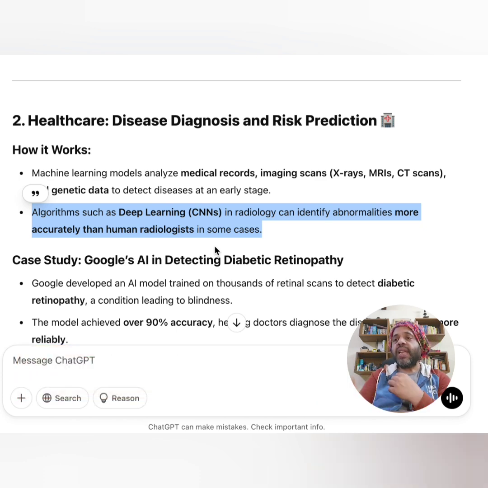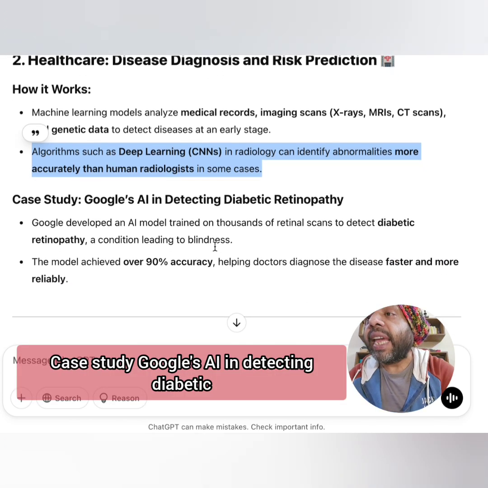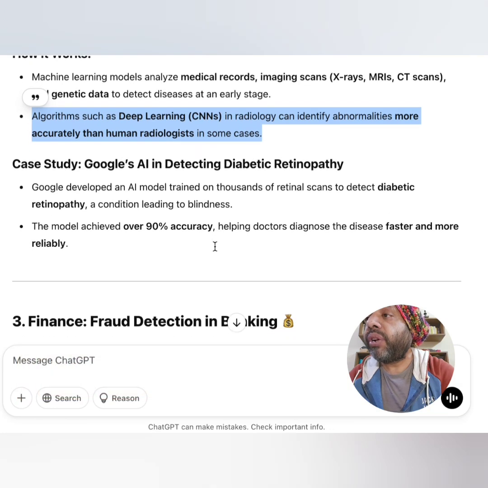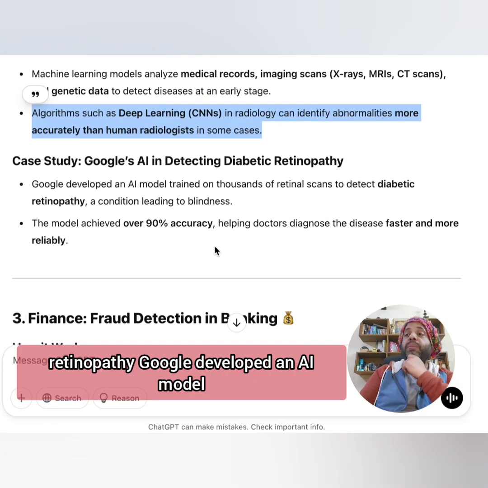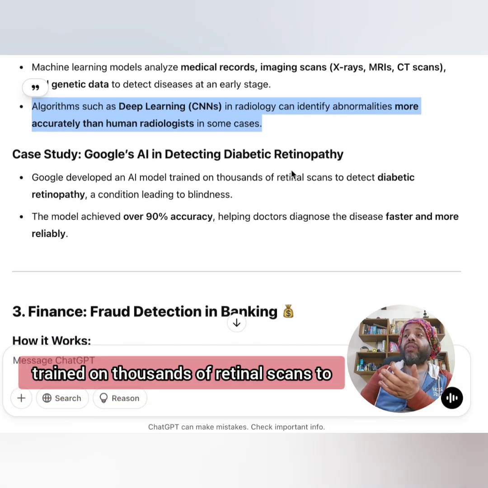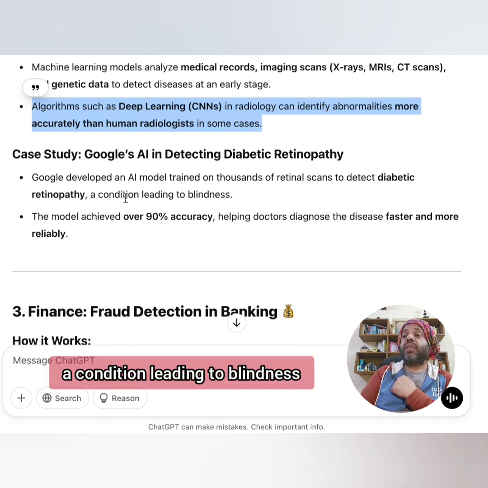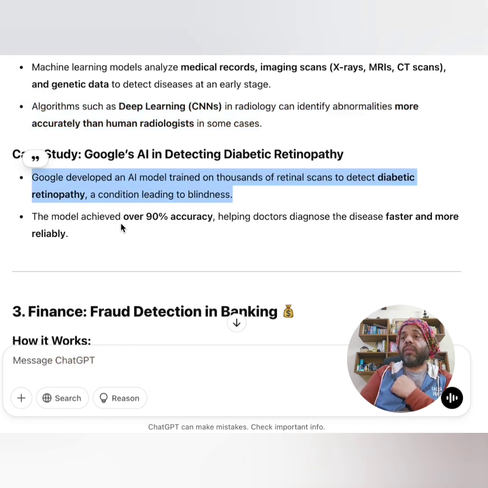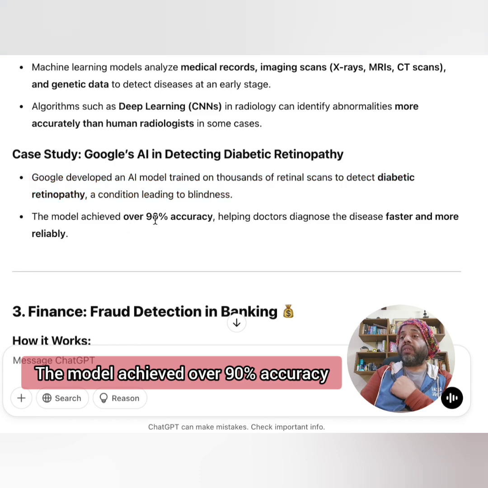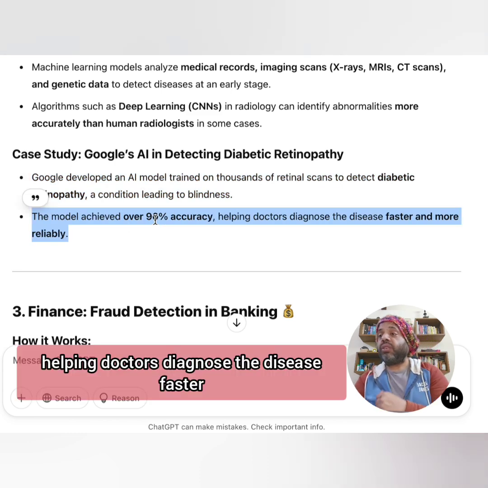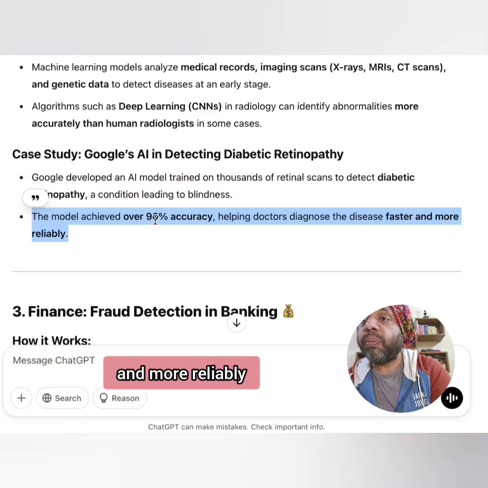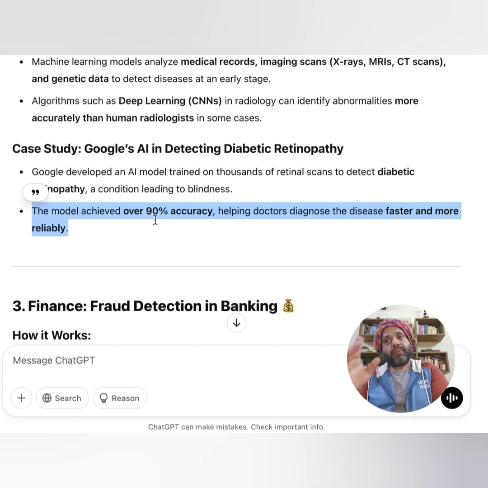Case study: Google's AI in detecting diabetic retinopathy. Google developed an AI model trained on thousands of retinal scans to detect diabetic retinopathy, a condition leading to blindness. The model achieved over 90% accuracy, helping doctors diagnose the disease faster and more reliably.